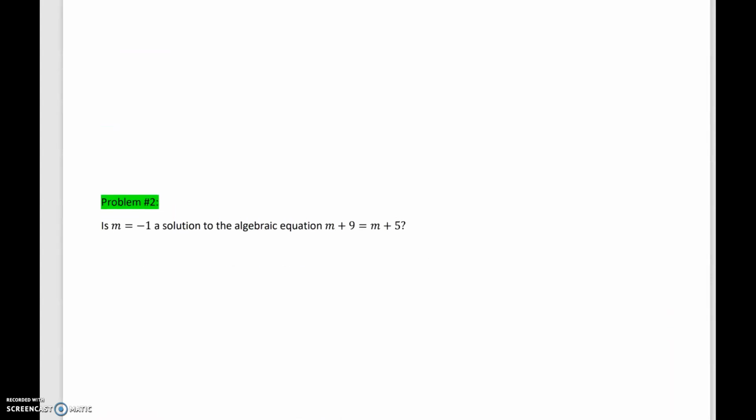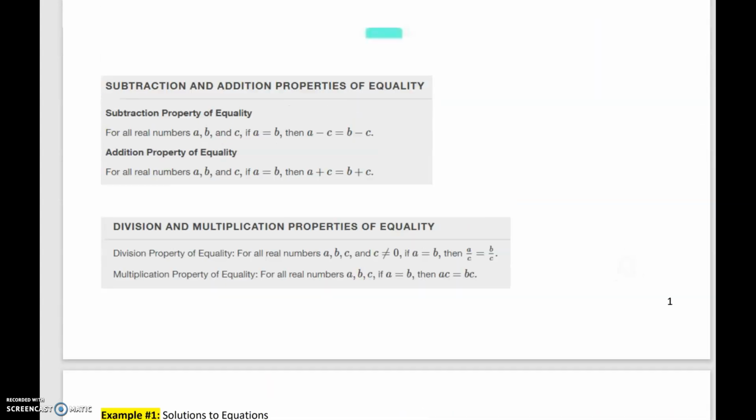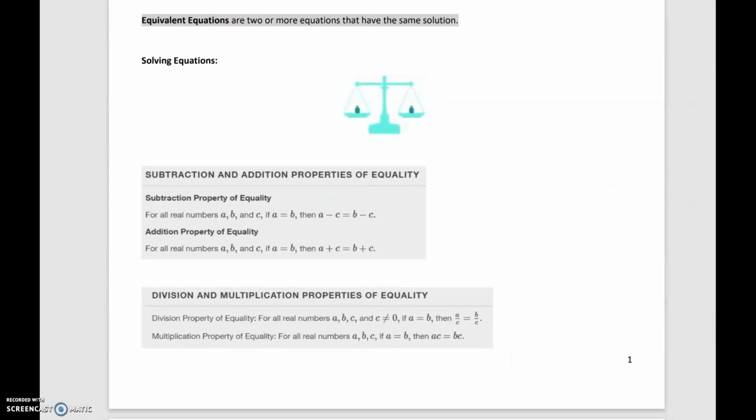So I'm moving all the way to page 1. And here's the important part of the rules that we're actually working with. The idea is to maintain equality within the equation, and if you subtract or add a value, it has to be done to both sides of the equation. Same idea if you multiply or divide, as long as you're not multiplying by 0, both sides of the equation get multiplied or divided by the same value.